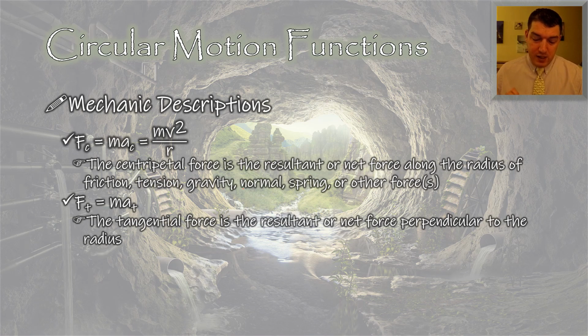And it can be caused by friction, if it's something like tires on a road with a car that's causing it to turn. It can be tension if it's something tied to a rope or a string. It can be gravity if it's a mass orbiting. We're going to look more at that later on in this topic. It could be a normal force if you're pushed up against a wall on a ride that's going around in a circle. It could be a spring force if you're attached to a spring, or it could be some other force like an electrostatic force or some other force that hasn't been mentioned at the moment.